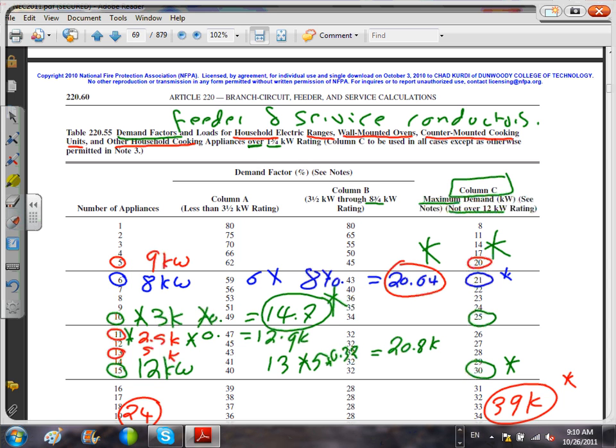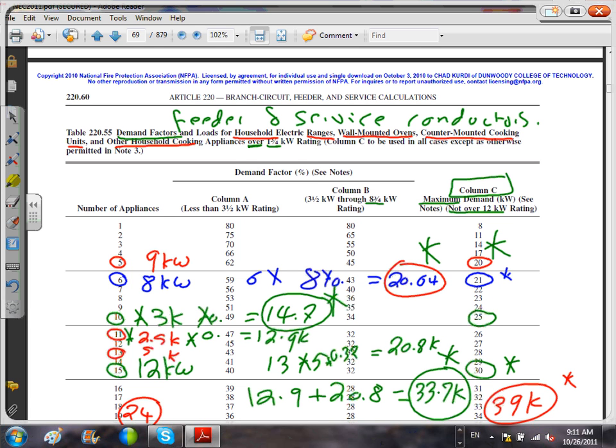So let's take 12.9 plus 20.8. What's the answer for this? 33.7. Okay. Ashley, do you see now why we use A and B? For 24 of them, C gave us 39. If we apply A and B, we got a smaller number. So which one do you think we're going to be using? The smaller number.